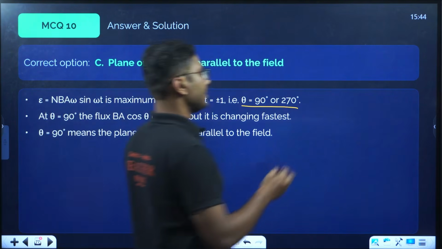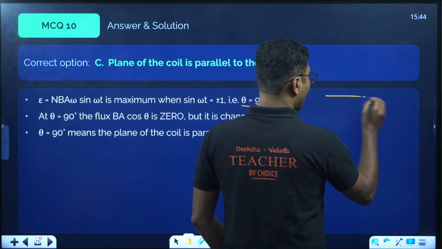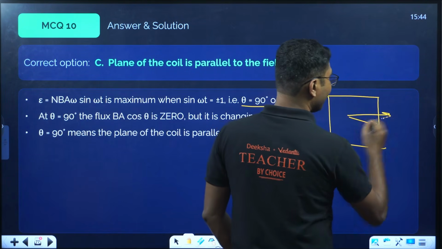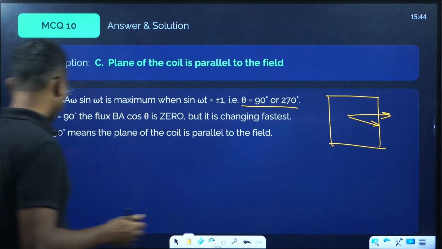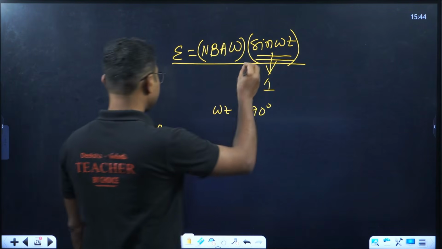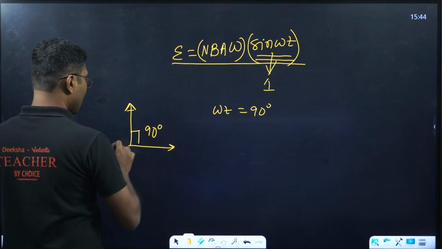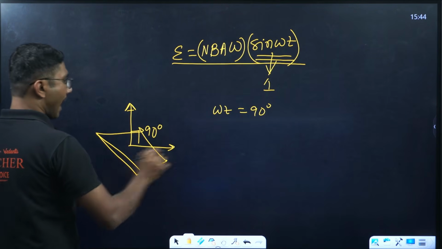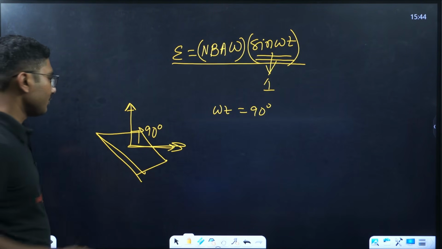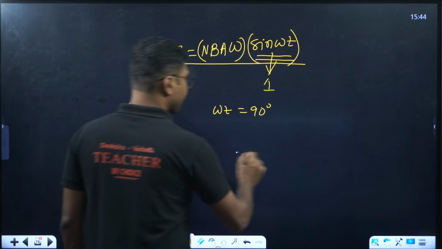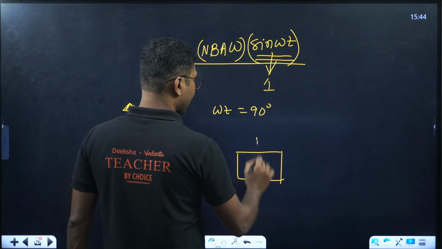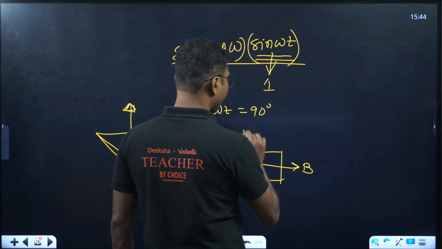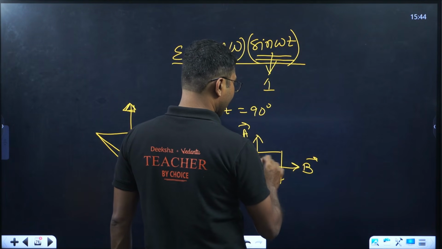Yes. Sorry, my mistake. So the area vector is perpendicular. So this actually represents the area vector. Area vector means the plane of the coil is parallel to the magnetic field. If this is the area vector, it is perpendicular. The magnetic field is in this direction. This is the area vector and the magnetic field, and the angle between them is 90 degrees.